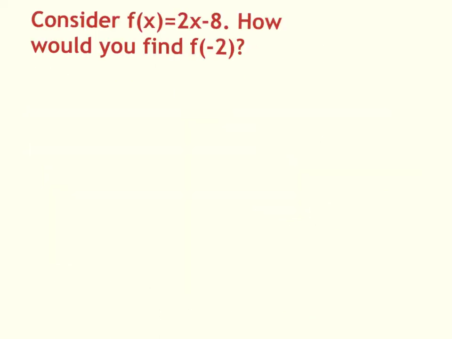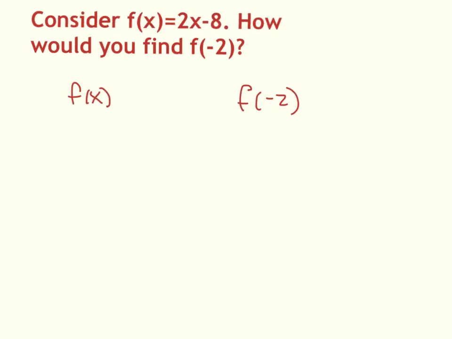All right, so before we go into function composition, I want you to think about this. For f of x equals 2x minus 8, how would you find f of negative 2? So, what's the difference between f of x and f of negative 2? Just in the way that these two things look. This has an x. There's an x value. This has a negative 2.